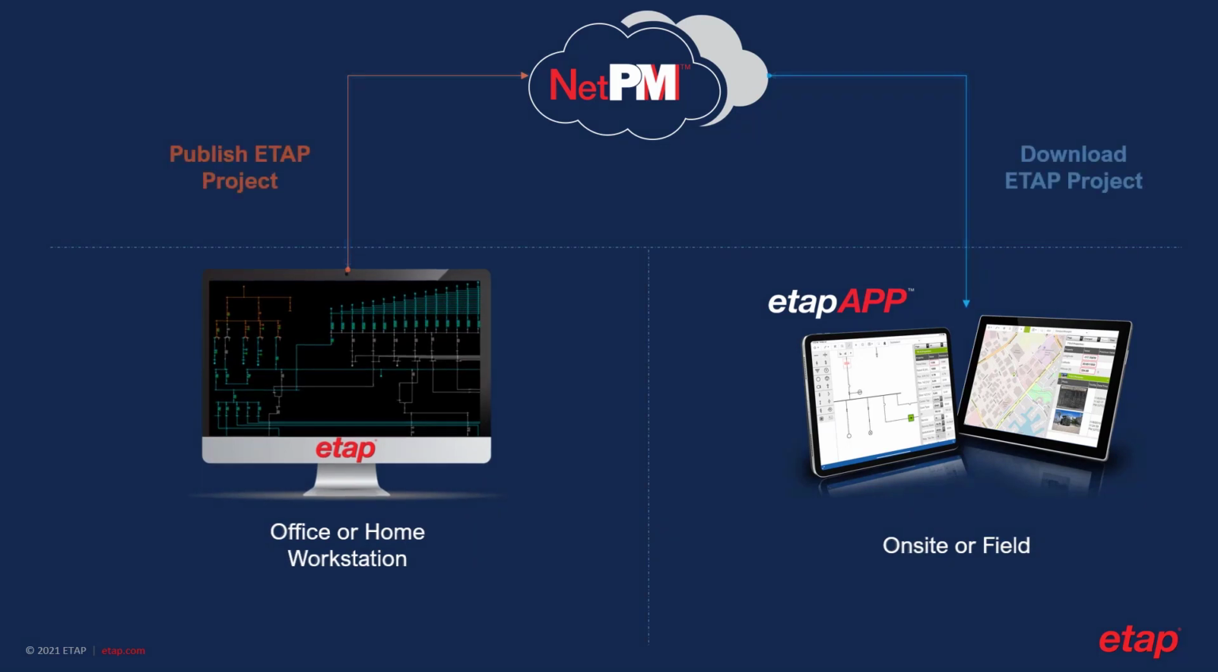So the process is quite straightforward. We want to go ahead and publish our project from ETAP into the cloud service, and then we want to download that ETAP project back into the tablet so that we can easily take this out to the field and update the information. So let's go ahead and see how to do that.